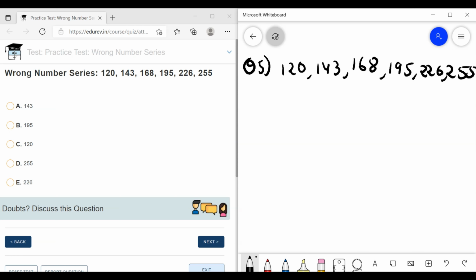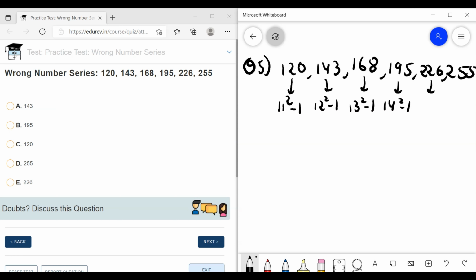And if you have learned 1 to 40 squares, you can see that all of these numbers in this particular series are awfully close to the squares. As you can see, 120 is nothing but 11 square, which is 121, minus 1. 143 is 12 square minus 1. 168 is 13 square minus 1. 195 is 14 square minus 1. So you can see the pattern being formed.